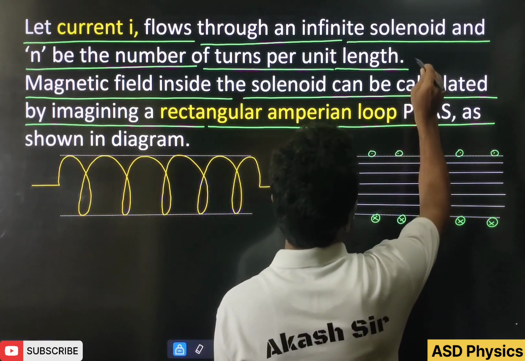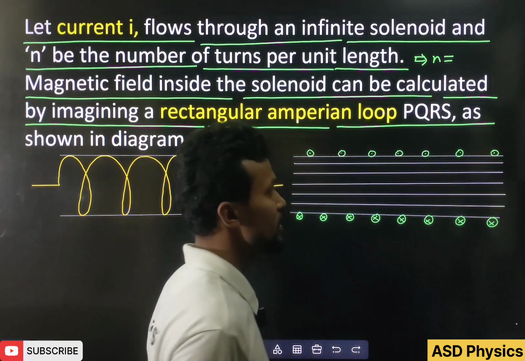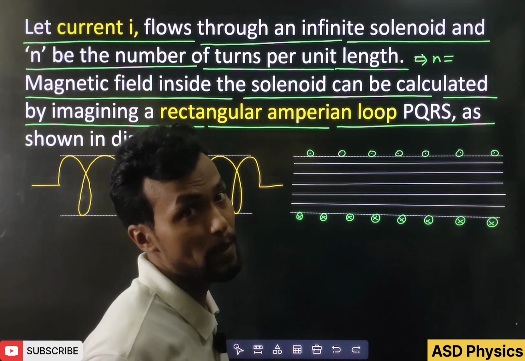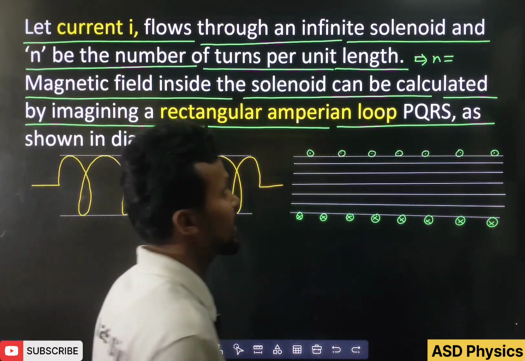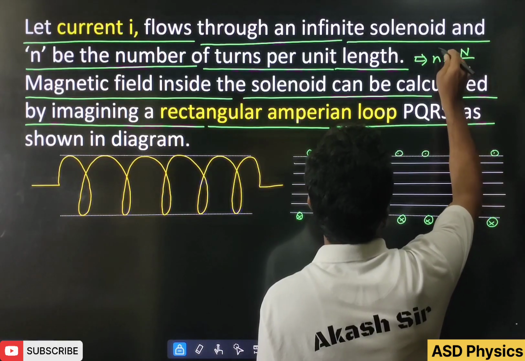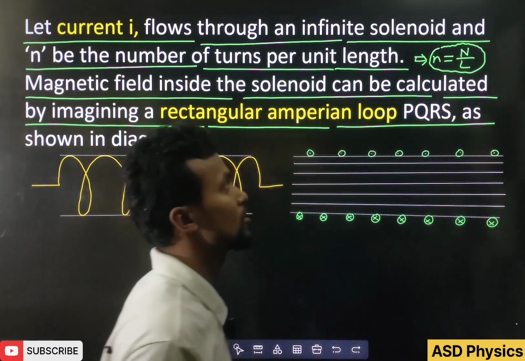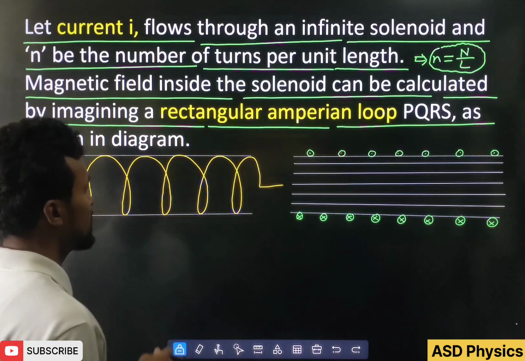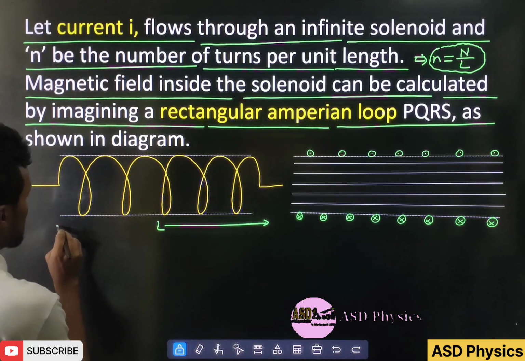And one more thing I will tell you here. I have told you small n is the number of turns per unit length. So let's take this solenoid as having capital N number of turns and the length of the solenoid is capital L. So this small n will be how much here? Remember that this small n will be capital N by L. Capital N is the total number of turns and capital L is the length of the solenoid here.